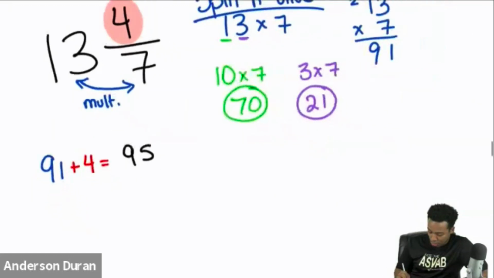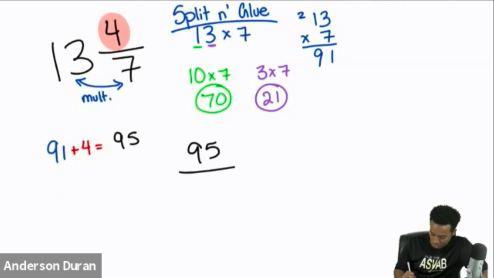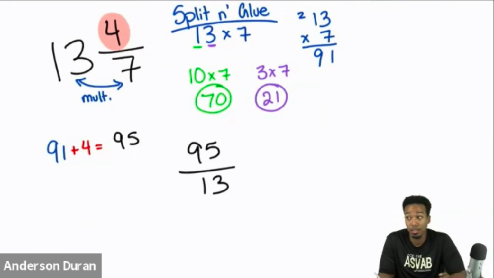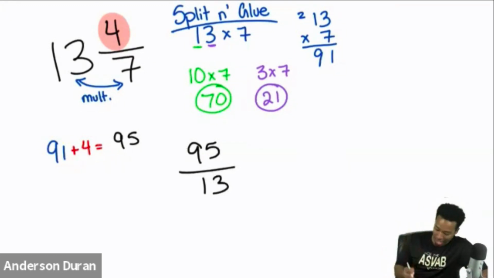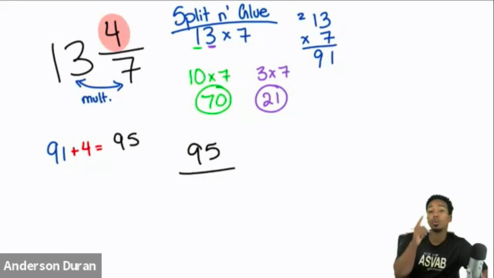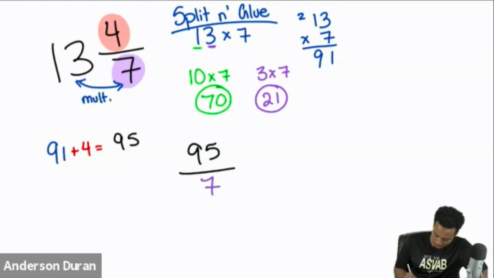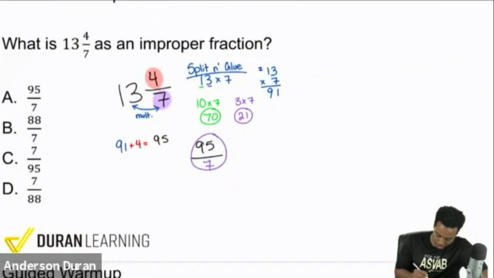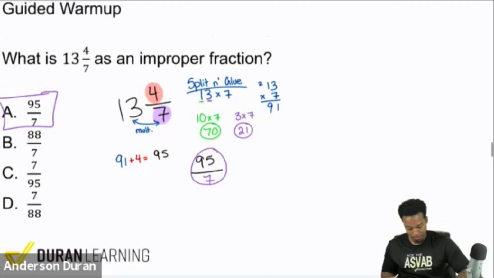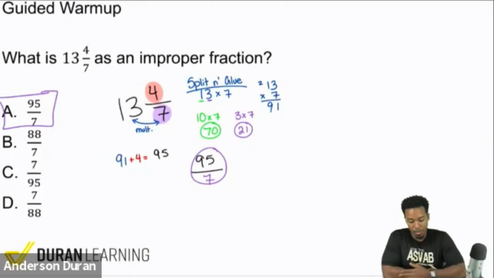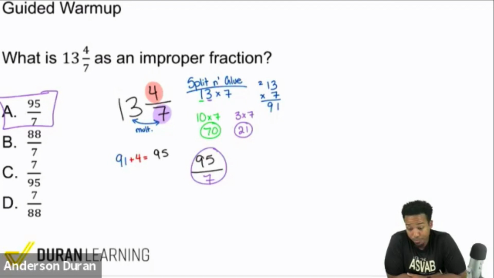And so the answer is going to be 95 over 13, right? 95 over 13. Is that correct? Yeah, wasn't that chat box blown up? No, it's not going to be over 13. Remember, always keep the denominator the same. And that denominator was 7. And so we will keep 7. 95 over 7 is the answer. And that's why A is it. And there it is. That is A. That's all good. It's all good, Evan. And so there we are.